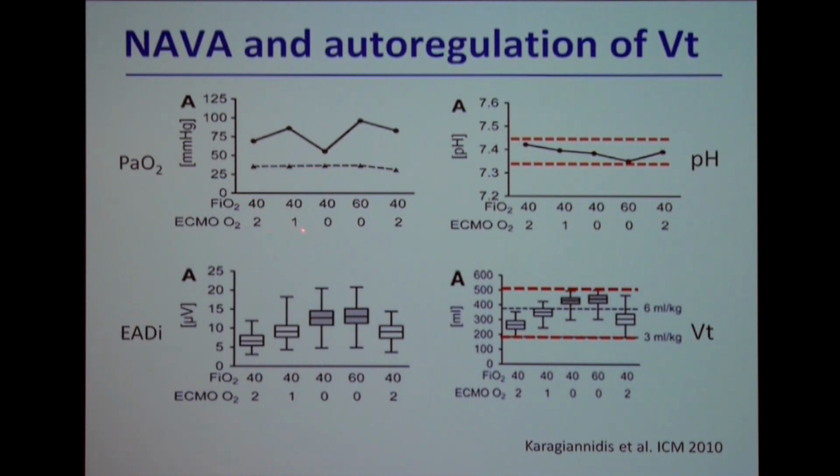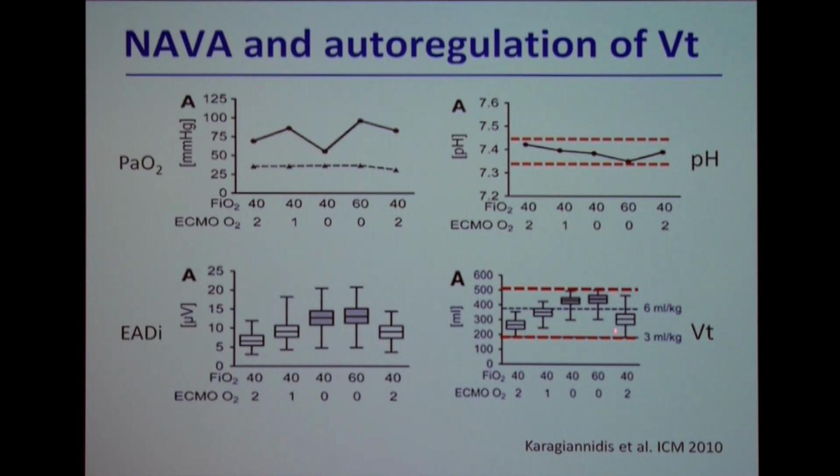So what they did was to reduce and then stop the gas flow, which is equivalent to stopping the ECMO machine. They didn't see a main effect on oxygenation, just a little bit of decrease in PaO2, which was rapidly compensated by an increase in FiO2. But what they really showed was that, of course, you reduce the membrane lung ventilation, you turn off the ECMO machine, and the patients immediately increase their ventilation. So EDI increases, and tidal volume increases.